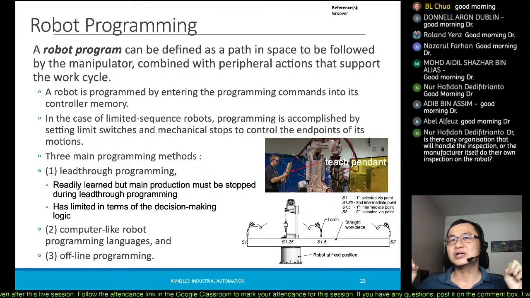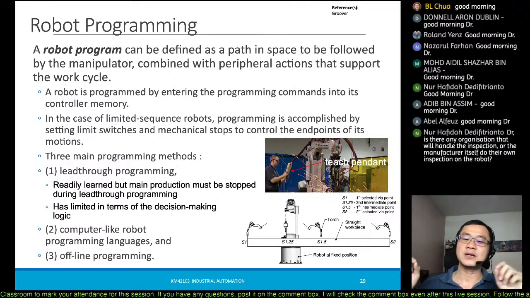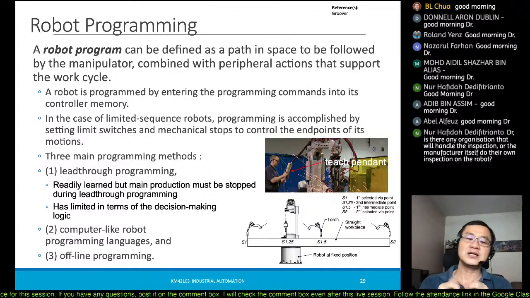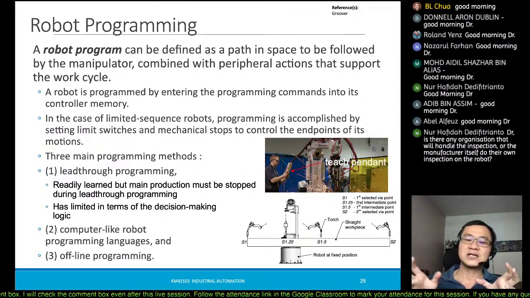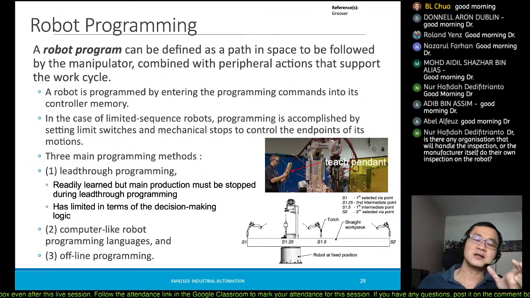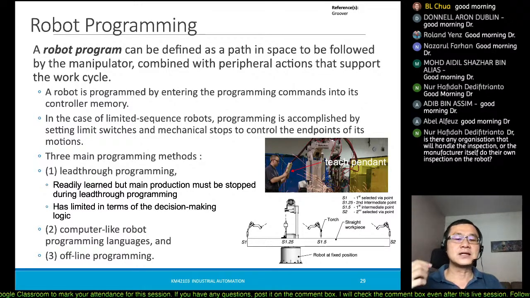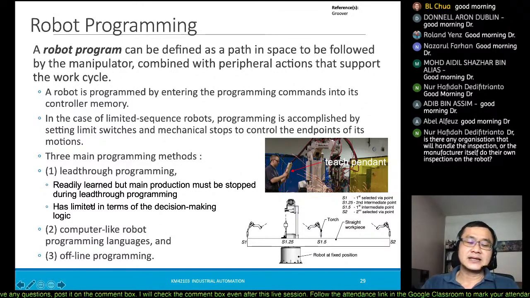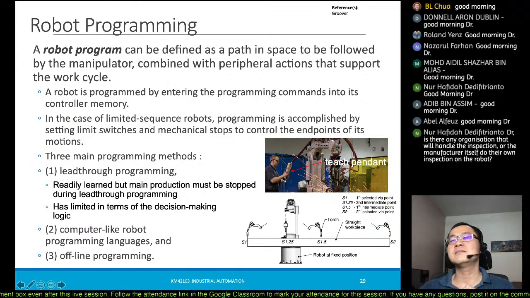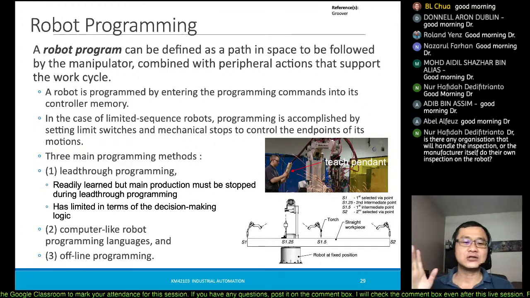Therefore you come to the terms called playback with point to point, or playback with continuous path. You may want to program it by just manually leading it through the workpiece, make sure everything is correct, then save this point to this point, draw a straight line, and so on. So this is how you do lead through programming. But the limitation is that it is limited in terms of decision making logic. In the teach pendant itself, you may not be able to do much on if-else and other things. You just have to do move here, do this, move here, do this, and so on.